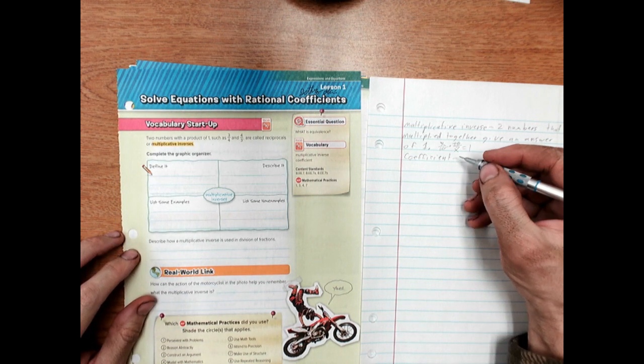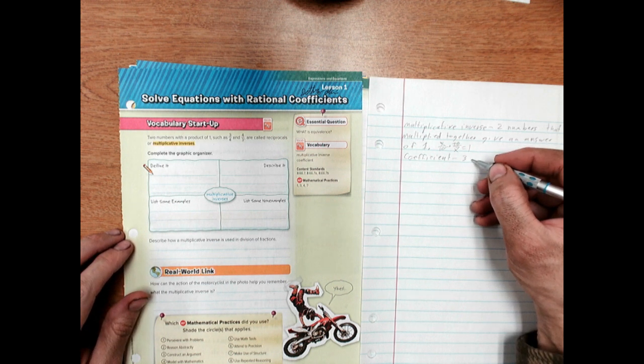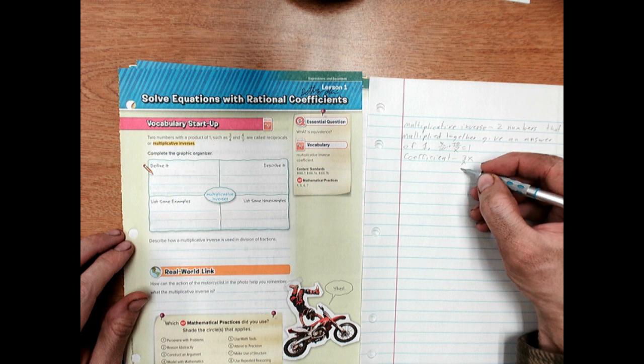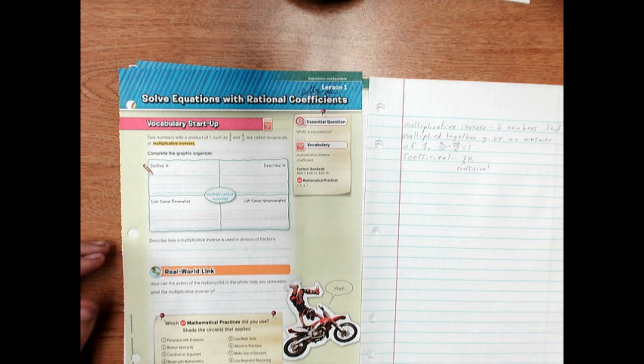Next up, coefficients. Coefficient is just the number by a variable. So if you have 3x, that 3 is your coefficient. Yeah, I know, a little bit big word for a small thing, but hey, you guys get to use a big word, so don't whine.